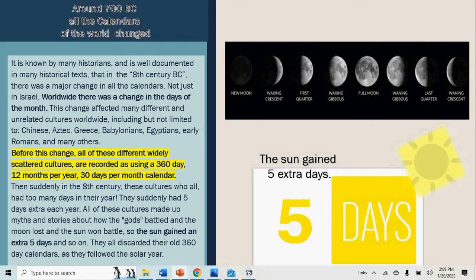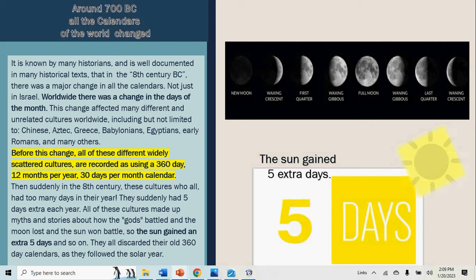This change affected many different and unrelated cultures worldwide, including, but not limited to, Chinese, Aztec, Greece, Babylonians, Egyptians, early Romans, and many others. Before this change, all of these widely scattered cultures are recorded as using a 360-day calendar, 12 months per year, 30 days per month. Then suddenly, in the 8th century, these cultures, who all had too many days in their year, suddenly had 5 days extra each year.